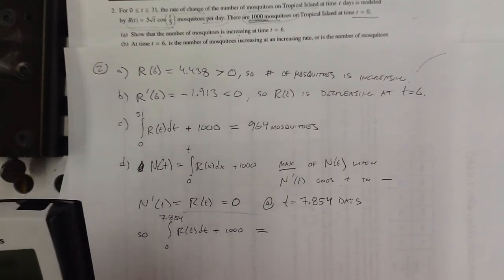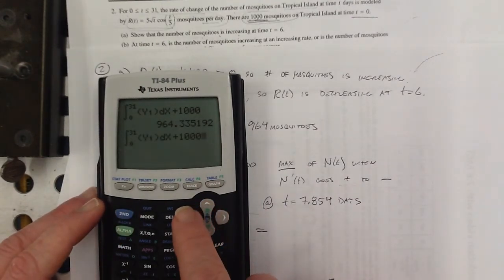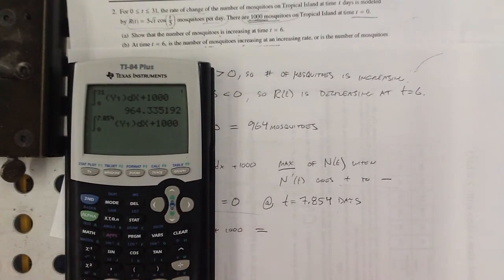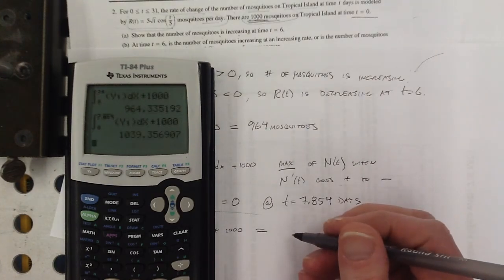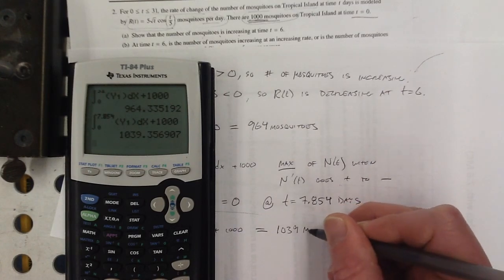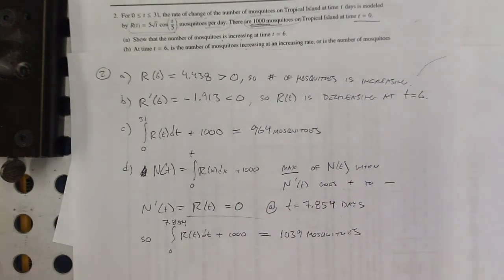And let's go back to the home screen. So I can just bring this up again. I'm going to go second entry and just click back through here and change this to 7.854, and that gives me, better be bigger than 1,000, right? If it's the maximum number of mosquitoes. So it looks like 1,039 mosquitoes. There you have it. I'm going to look up the scoring guides and check my answers, make sure I didn't mess up.